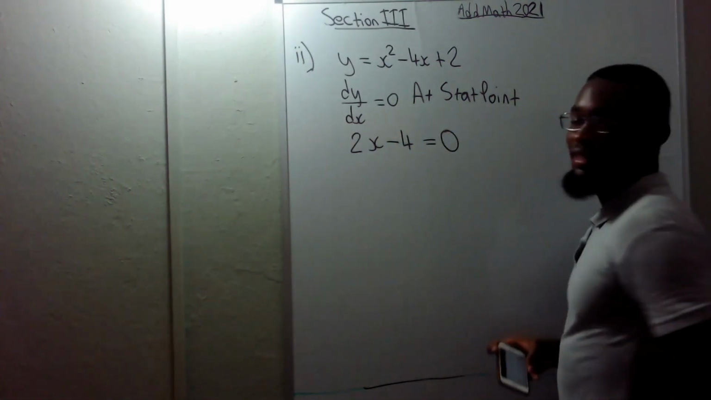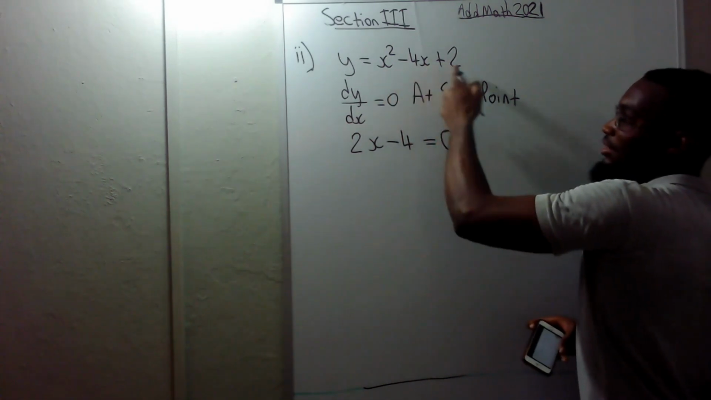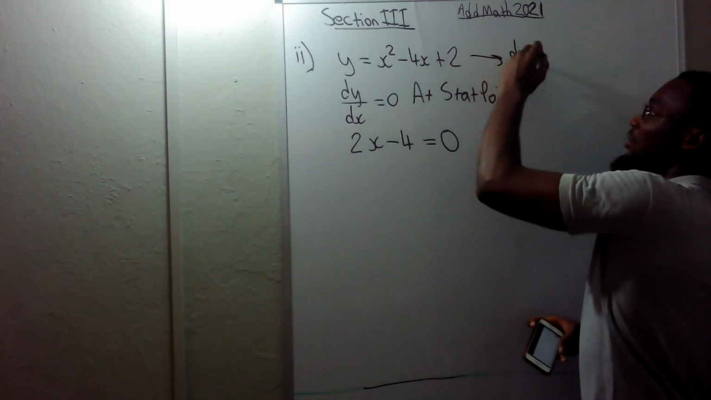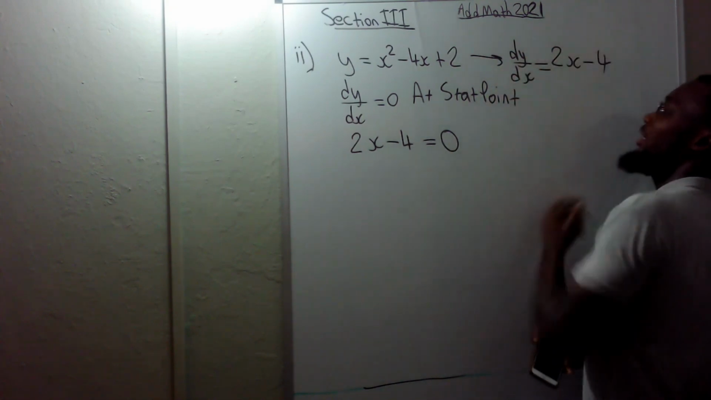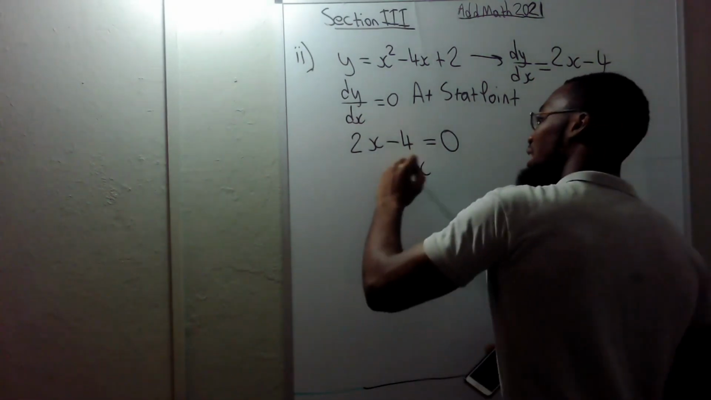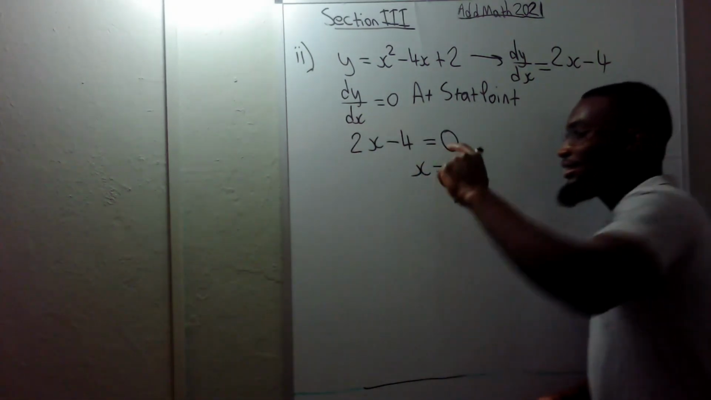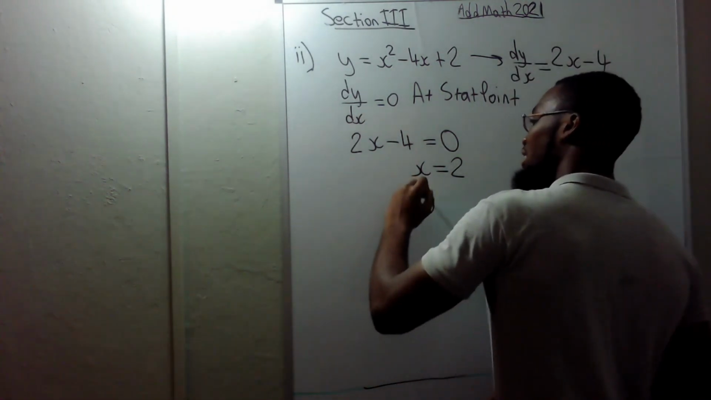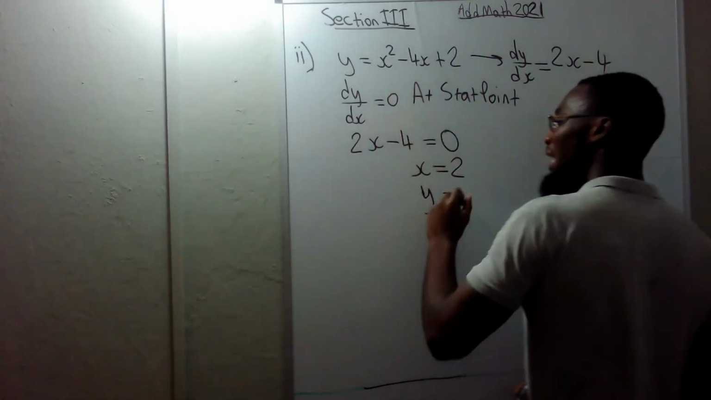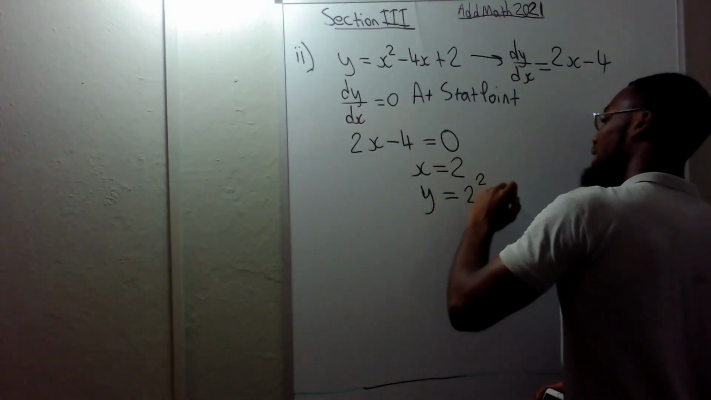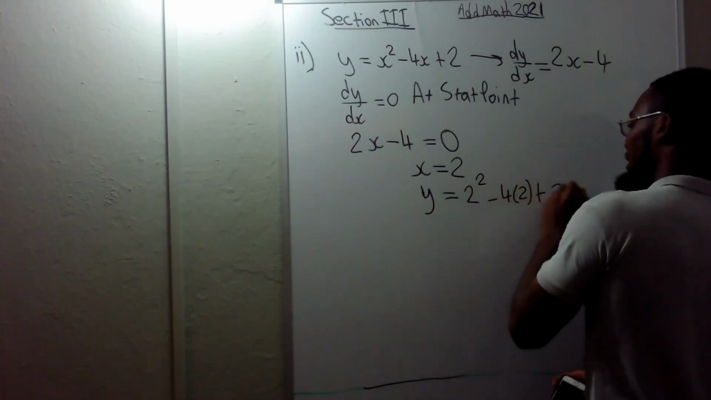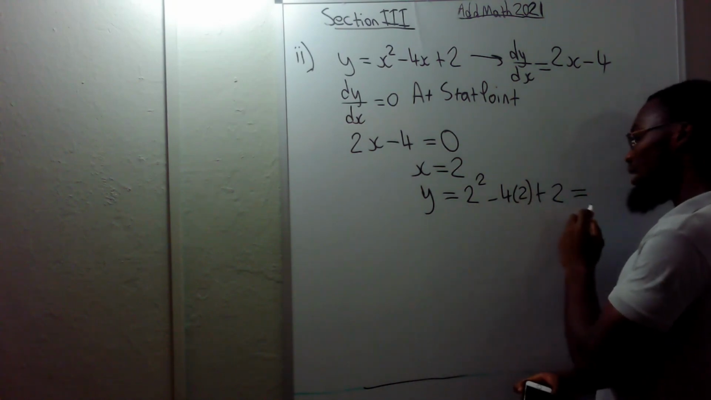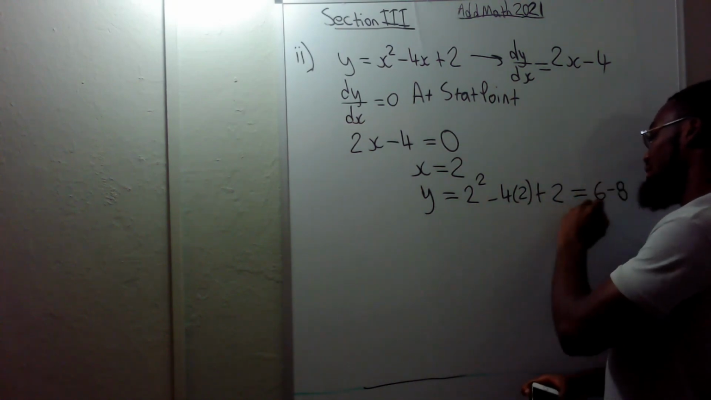Guys, this is dy by dx. When you differentiate x squared minus 4x plus 2, dy by dx would be 2x minus 4. I will set it equal to 0. Solving that, x must be 2. Now guys, this is the x value at the stationary point. This is not the stationary value. The stationary value is y, and you plug 2 into y then: 2 squared minus 4 times 2 plus 2, that is 4 plus 2 is 6, 6 minus 8, that's negative 2.